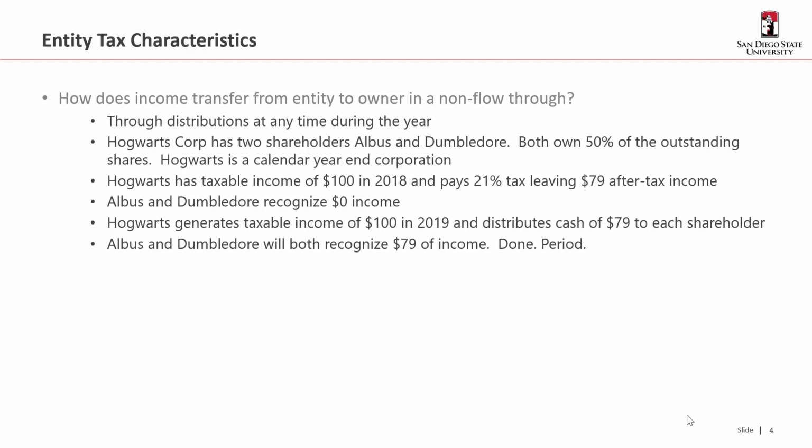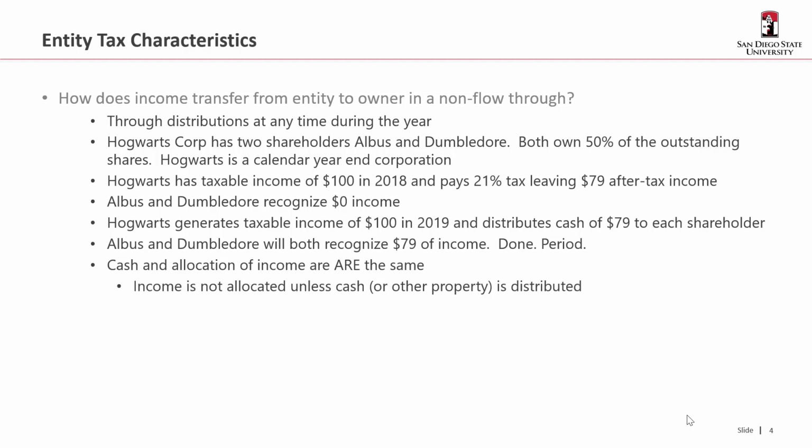Done, period. Ownership in a corporation does not give you entitlement to a share of that corporation's income each year. Instead, you have to wait until it is distributed to you. So in this case, cash and the allocation of income do occur at the same time. Income will not be allocated in a non-flow-through entity unless cash or some other property is actually distributed.